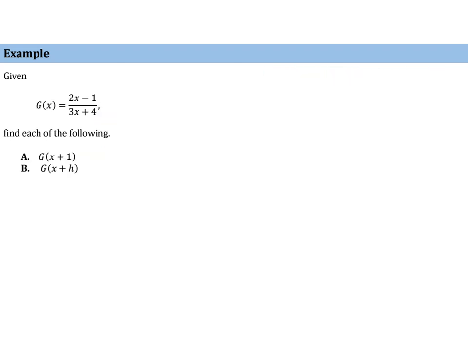It's simplified. Now let's take a look at this function. g of x equals, and we have a fraction. So in this first example, we want to substitute in x plus 1 everywhere we see x. So we see x here, we see x here, we see x here. Everywhere we'll get x plus 1 instead. So this will equal 2 times x plus 1 minus 1 all over 3 times that quantity plus 4.